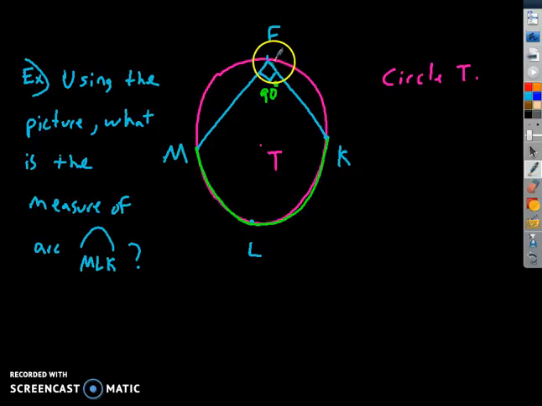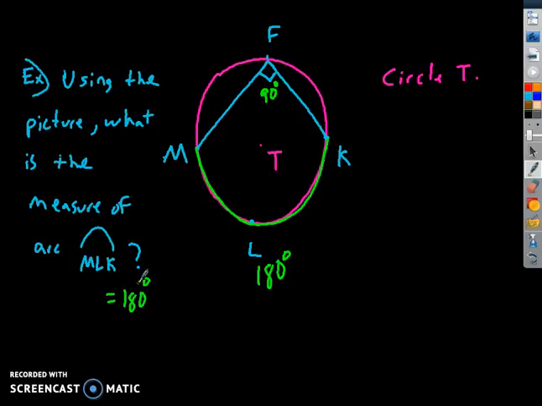Since that's an inscribed angle, because the vertex is on the circle, it is half of the major arc, or whatever the arc is here. So if that's 90, this has to be 180 degrees. It basically has to be a semicircle right here. So the measure of arc MLK is equal to 180 degrees, because it's got to be twice that angle. A really nice thing to know, that little theorem about arcs and inscribed angles.